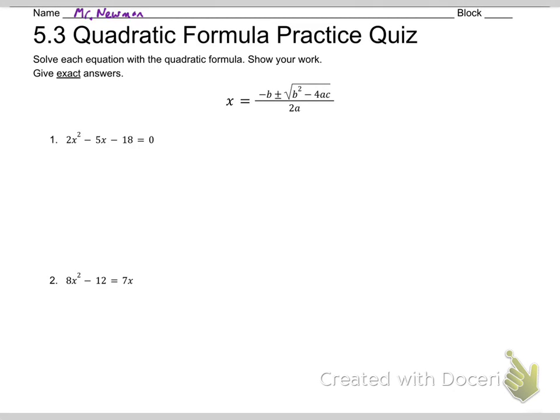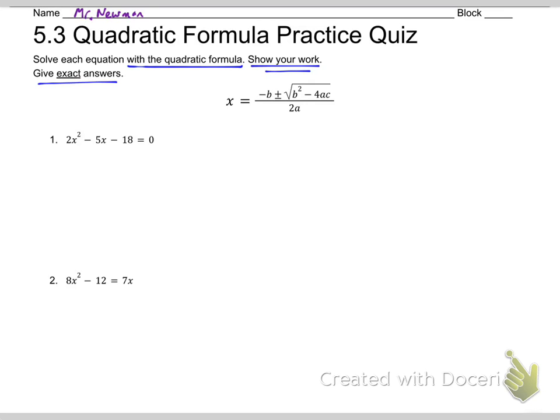Today we're just going to do a quick practice quiz for our quadratic formula quiz. First of all, I'm going to give you the quadratic formula. You need to solve each equation with that. You also have to show your work, which in the case of calculators means you need to at least write down the quadratic formula with the values of A, B, and C plugged in. And lastly, make sure if it applies, you give exact answers.